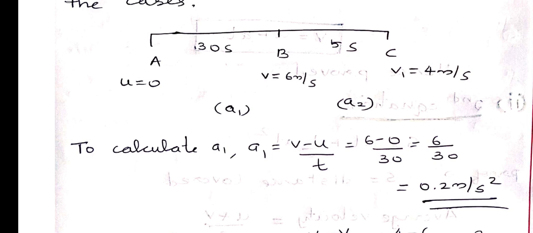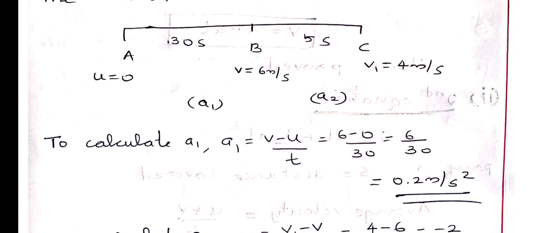What is v? v is the final velocity. We are considering the first case. So v is the final velocity and u is the initial velocity, that is, v minus u by t, which is equal to, with initial velocity 0 and final velocity 6, 6 minus 0 by 30 seconds. That is equal to 6 by 30, which is equal to 0.2. Okay, I hope it is clear.